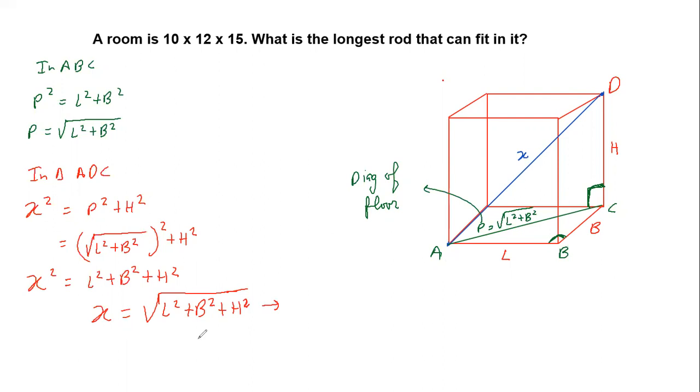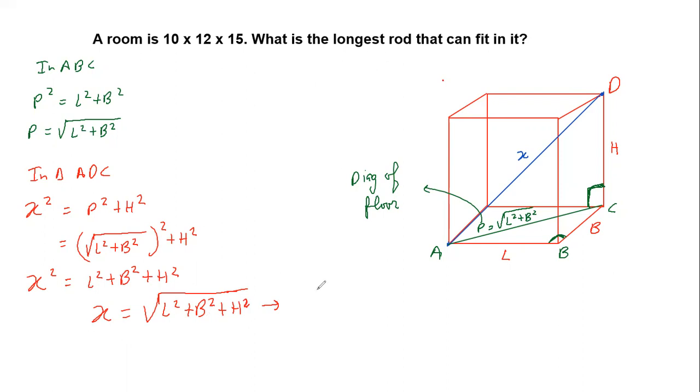Guys, this is just the application of Pythagoras theorem twice. First I applied the Pythagoras theorem on the floor, figured out the diagonal of the floor, and then, taking this diagonal of the floor as the base and the rod as hypotenuse, again applied the Pythagoras theorem.